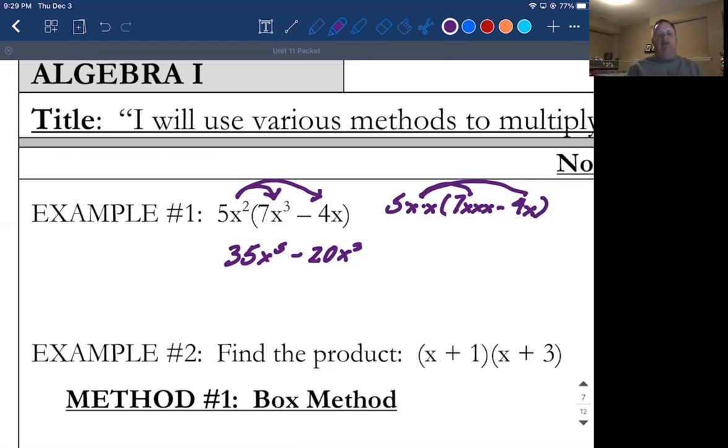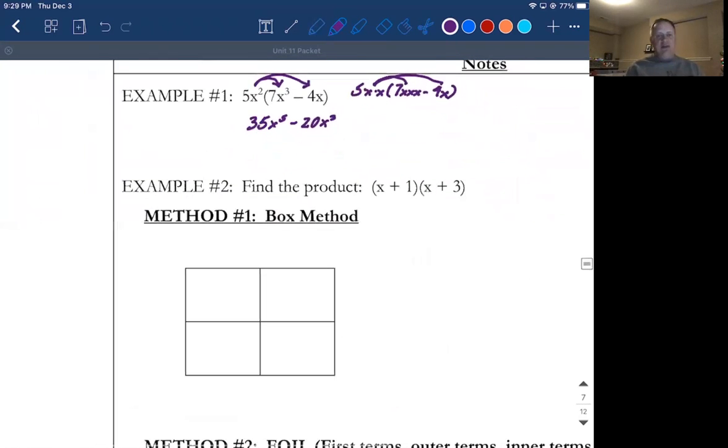But let's look at example 2, because now we've got not one, but 2 binomials multiplied together. Now we're going to do what's known as a little box method. It's called the graphic organizer.